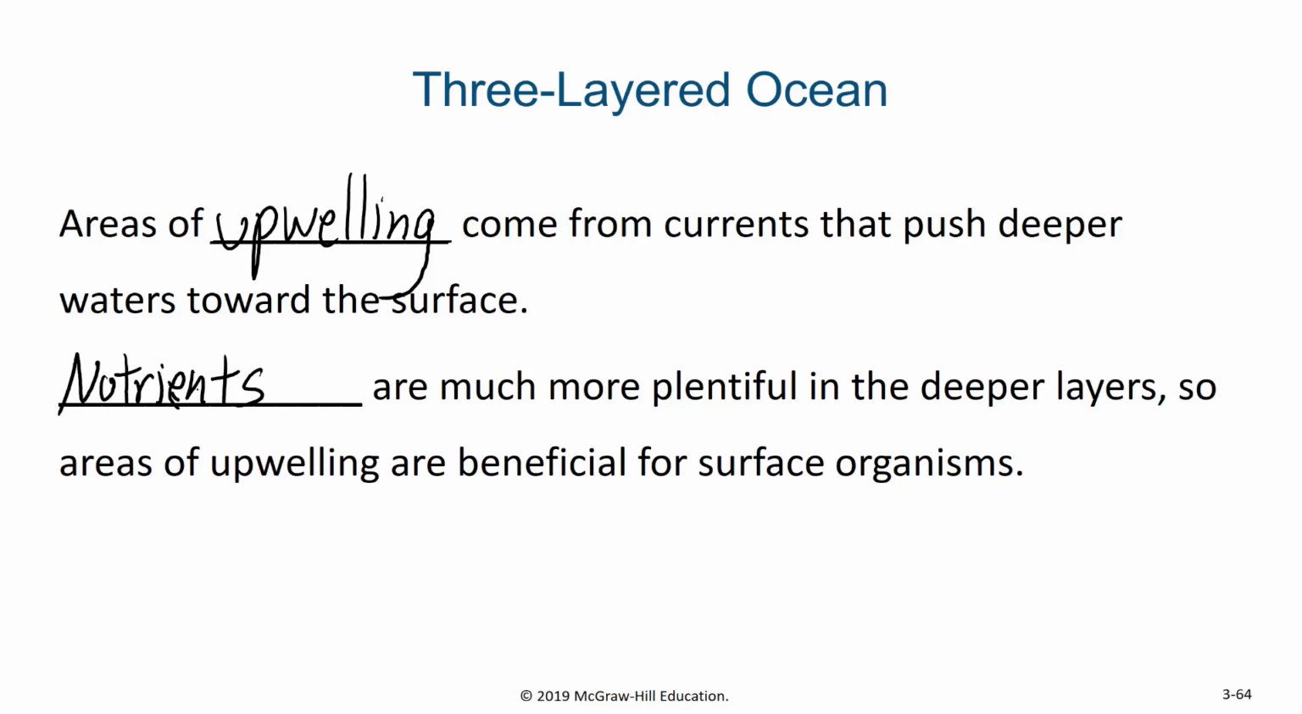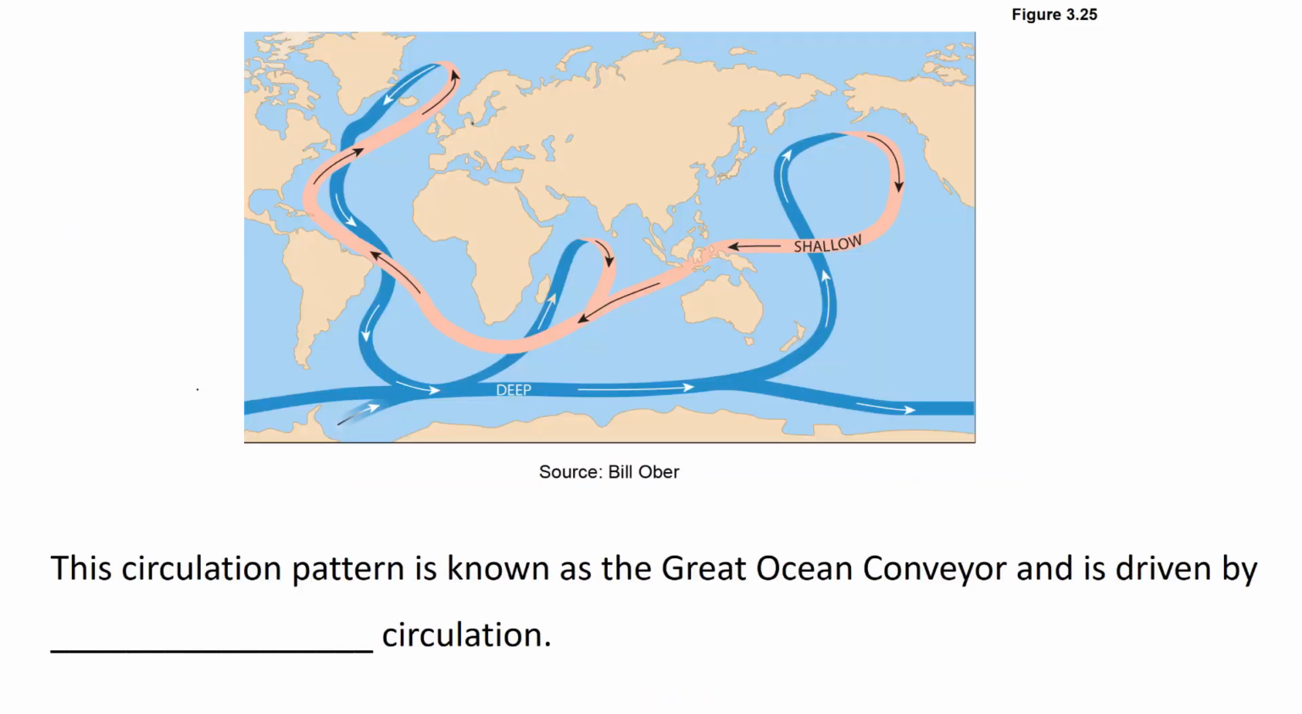Now, when we look at the global patterns of upwelling and downwelling within the ocean basins, it actually turns out that all of our ocean basins are connected to each other in what's known as the Great Ocean Conveyor. And this Great Ocean Conveyor is driven by thermohaline circulation. The areas of deep water formation include the Arctic Ocean and North Atlantic, and also around the Southern Ocean, where areas of upwelling are going to be in the Northern Pacific and also in the Indian Oceans.